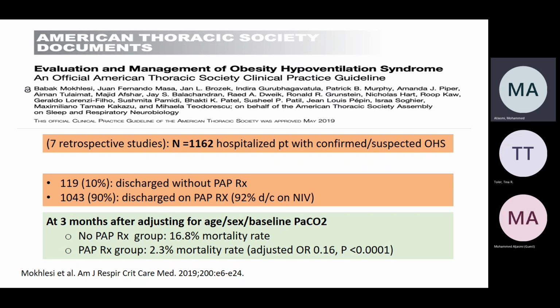When they looked at their mortality adjusted for age, sex, and baseline CO2 at 3 months, you can see the significant difference. Okay, so this data is from retrospective studies. We still don't have randomized prospective trials, and there are multiple retrospective studies. But this is the best that I found that actually showed some mortality benefits.